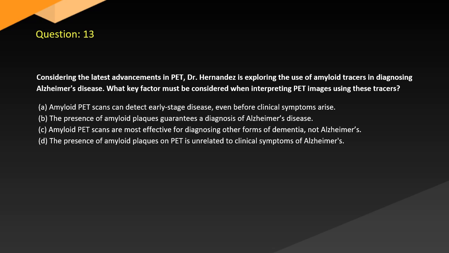A. Amyloid PET scans can detect early-stage disease even before clinical symptoms arise. B. The presence of amyloid plaques guarantees a diagnosis of Alzheimer's disease. C. Amyloid PET scans are most effective for diagnosing other forms of dementia, not Alzheimer's. D. The presence of amyloid plaques on PET is unrelated to clinical symptoms of Alzheimer's.